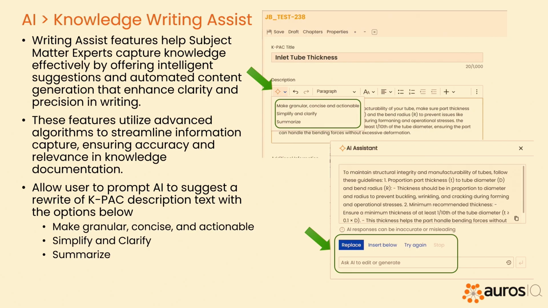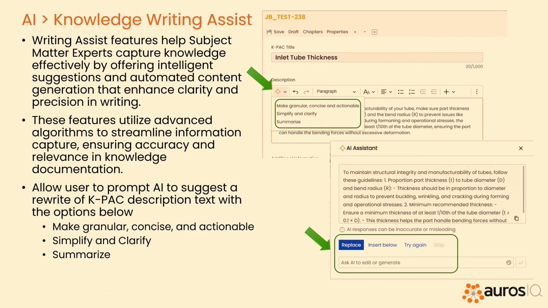You can click on that and it'll open your AI assistant, and the AI assistant will go ahead and rewrite the information you already have in your description into something that matches the prompt that you chose. Once you have that, you can read through it. You have 3 options. You can replace it. If you're like, this is perfect, this is exactly what I want, you can click that and it'll go ahead and replace everything you have.